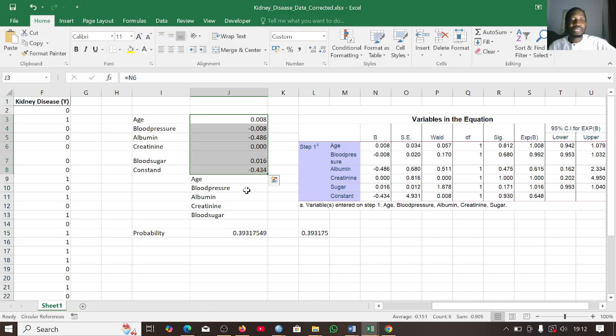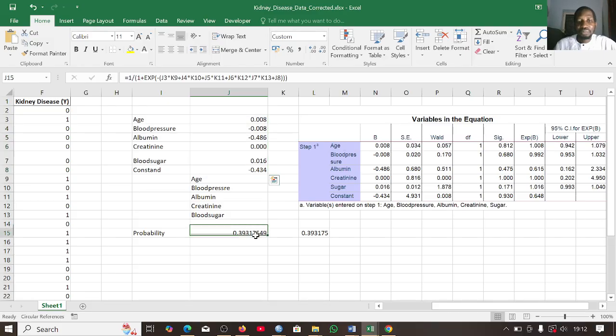Now I will calculate the probability. The formula I inserted, like I said, is 1 over 1 plus exponential of open bracket negative, then the model developed, and that will give you the probability.